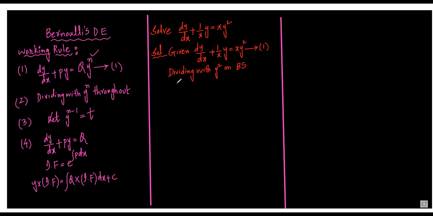So once if you divide with y square, we are getting 1 by y square dy by dx plus 1 by y square into 1 by x into y is equal to xy square, dividing with y square. So what happened once if you divide? How many terms are cancelled? Can you tell me what is left?